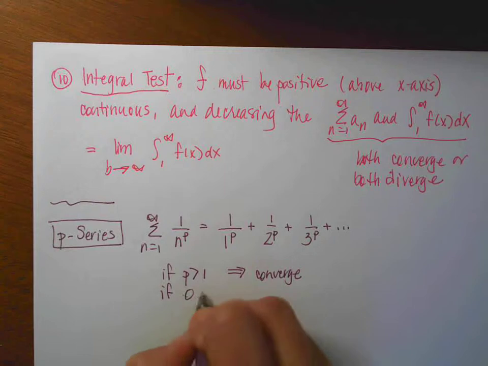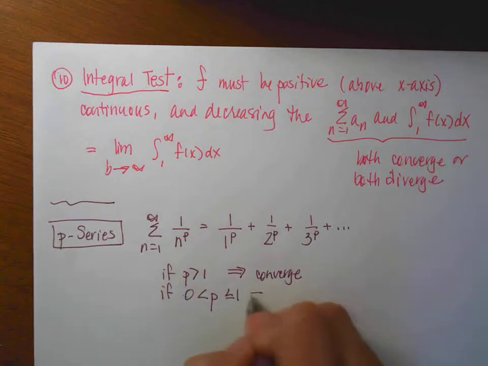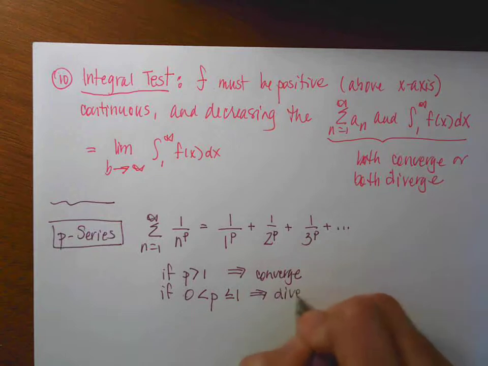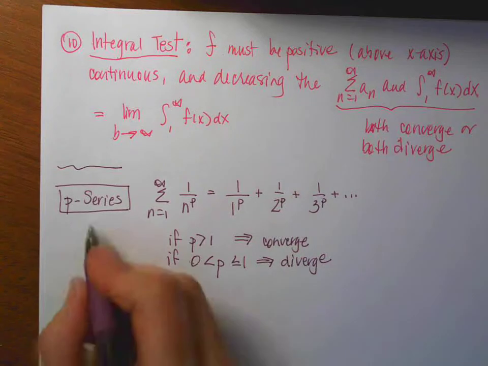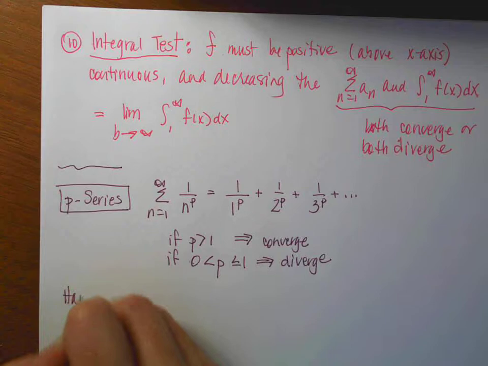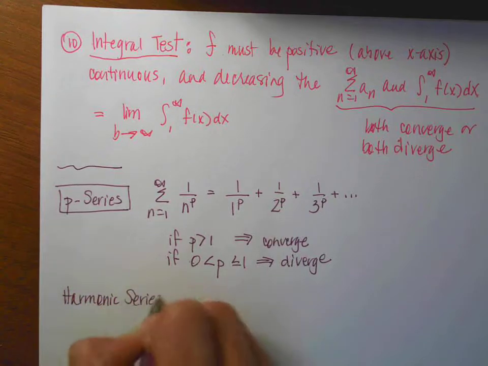If p is greater than 0 and less than or equal to 1, then it's going to diverge. Okay, so you just want to determine, writing out your terms of your sequence, if your p is greater than 1 or if it's going to be less than or equal to 1. All right, so a special type of p-series is called a harmonic series.